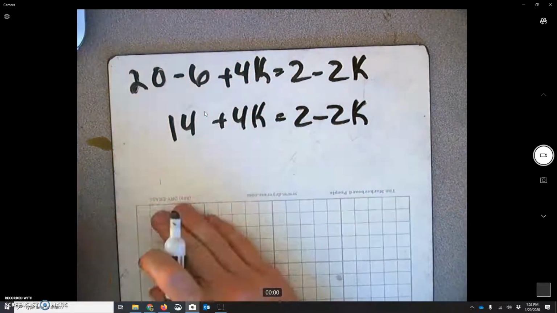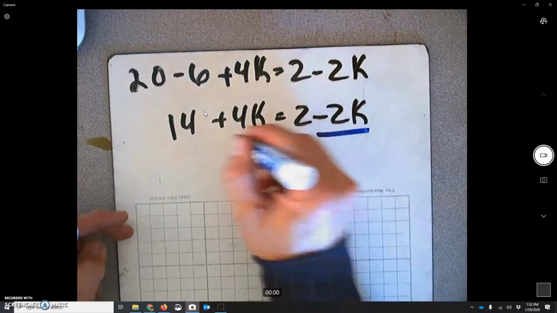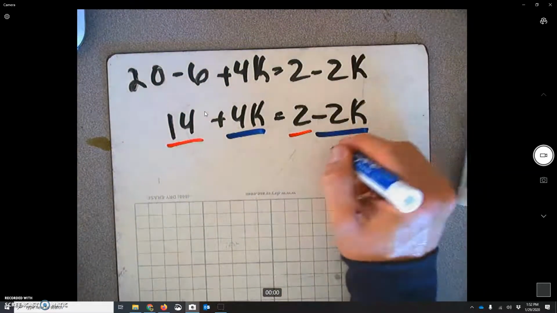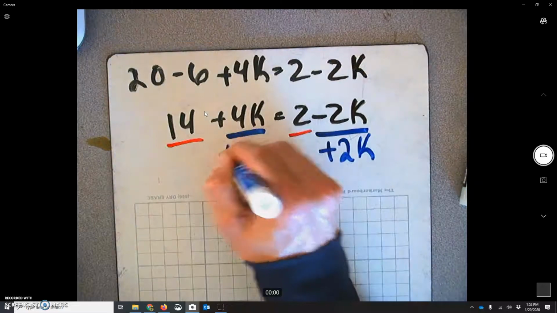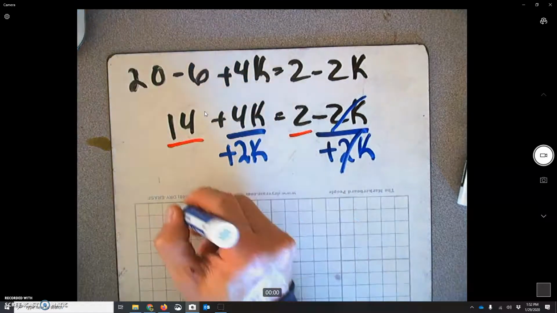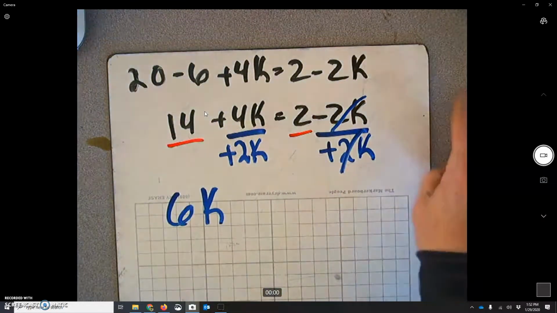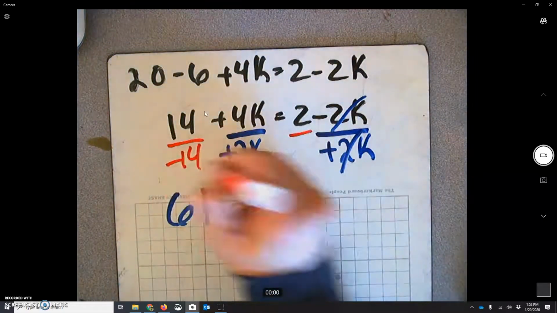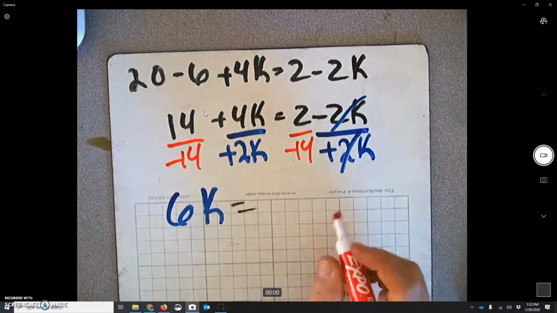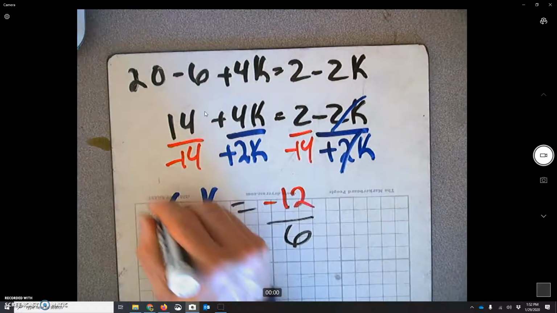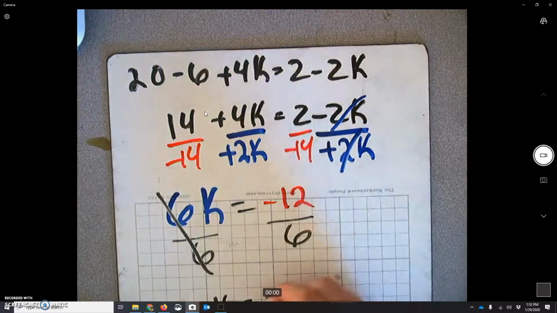And move all of our variables to one side and our numbers, constants, to the other. Variables we're doing in blue. So plus 2k, plus 2k. Cancel. 4k plus 2k is 6k. Equals, constants to the other side. So we're going to subtract 14. 2 minus 14 is negative 12. Divide both sides by 6. Negative 12 over 6 is negative 2. There you go.